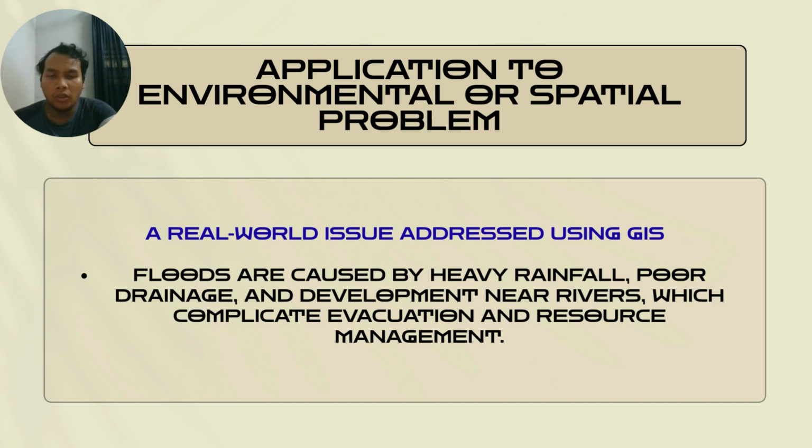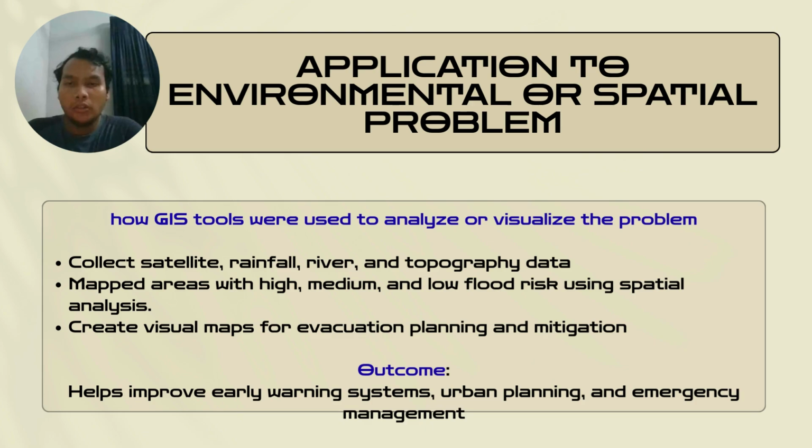I will present the application to an environmental or spatial problem using GIS. First, a real world issue addressed using GIS. The issue was flooding. The flood was caused by heavy rainfall, poor drainage and development near rivers, which complicate evacuation and resource management.